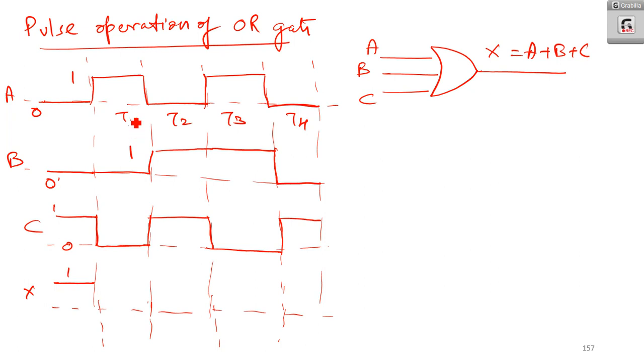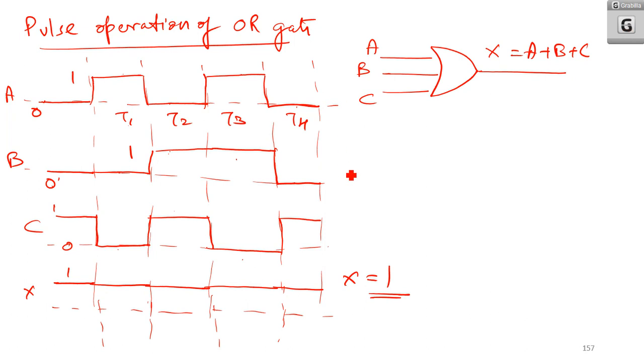At time instant T1, 1 or 0 or 0. What is it? 1. Here what do we get? 0 or 1 or 1. That is again 1. 1 or 1 or 0. That is remaining as 1. 1 or 0 or 1. That is remaining as 1. So it should be always 1 for this particular time instance.